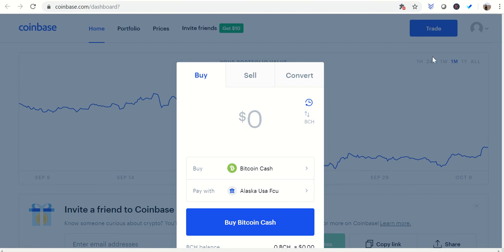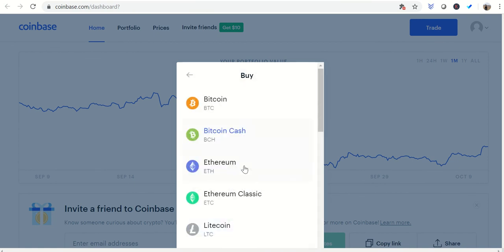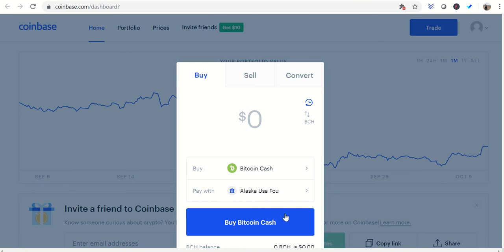I'm trying to scroll, but I don't know why it's not letting me. So I selected Bitcoin Cash, right? Here we go. And you just say you want to buy it with your bank account. So I already have my bank account linked. And then just type in the amount.